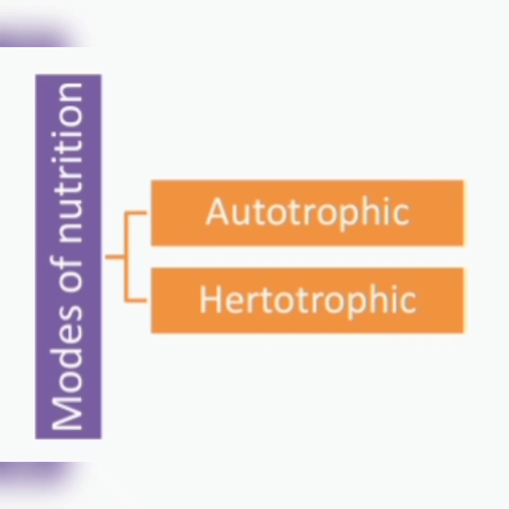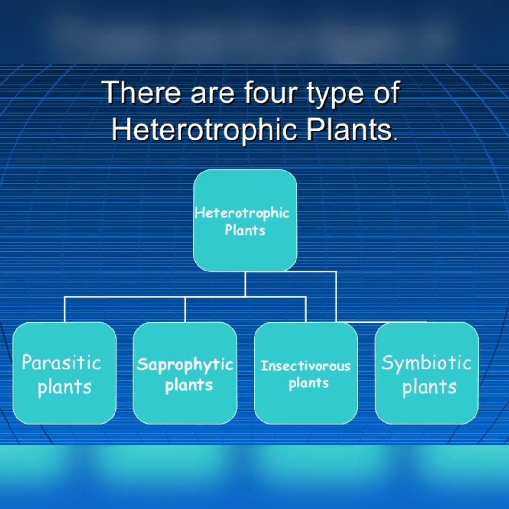Then the next one is heterotrophic mode of nutrition. Animals and most other organisms take in food prepared by the plants. They are called heterotrophs. Hetero means other and trophs means nourishment. Okay, children, there are some plants which do not have chlorophyll. They cannot synthesize food. So, here we can see there are four types of heterotrophic plants. We can divide heterotrophic plants into four.